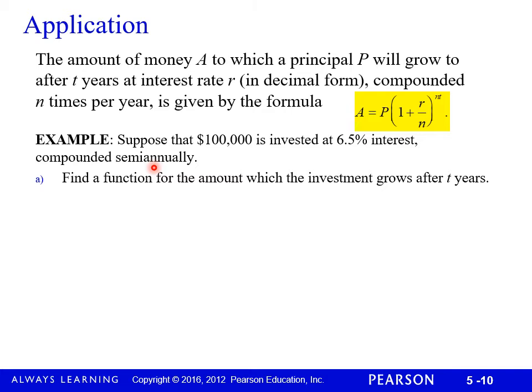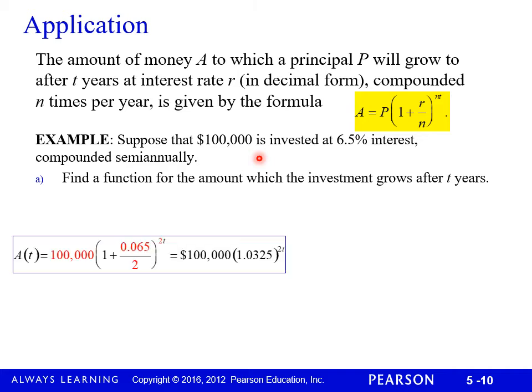Compounded semi-annually, that's our n value. Semi means half a year, so this is compounded every 6 months, or 2 times per year. So our n is going to be equal to 2. And for our first question, it says find a function for the amount at which the investment grows after t years with these specific input values. And so we just plug in the values: 100,000 for p, 0.065 for r, and 2 for n, and we get this formula here.